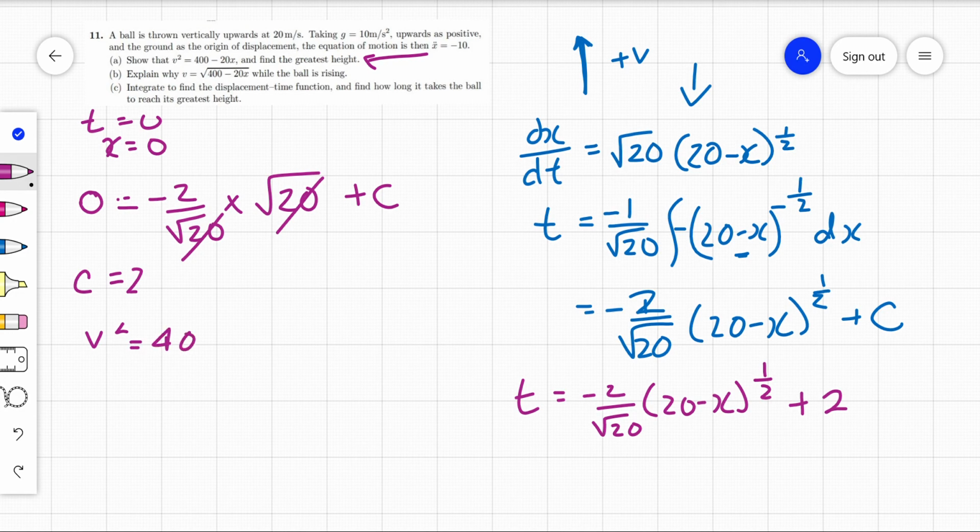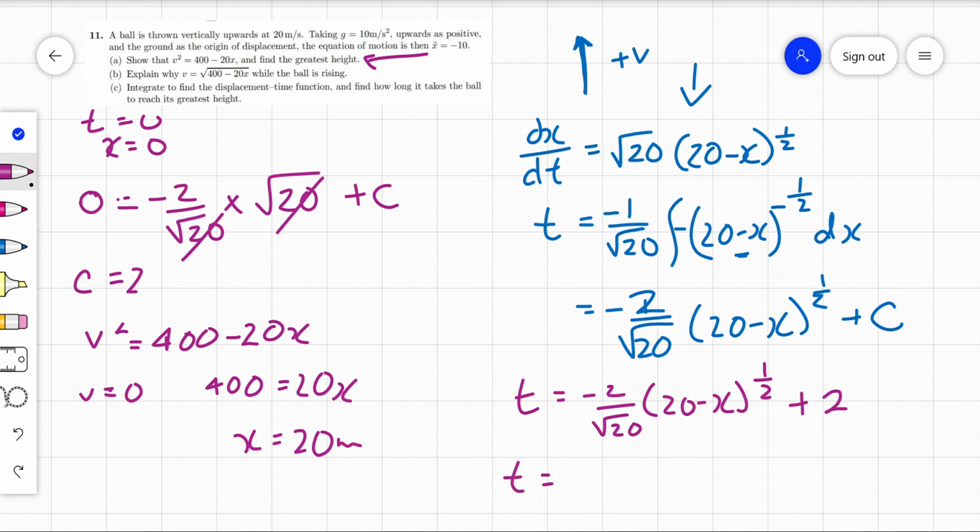Our equation v squared is 400 minus 20x. We know the greatest height occurs when v equals 0. So if I make it equal 0, then 400 is equal to 20x. So x has to be 20 times 20, so 20 meters. So the greatest height is 20 meters. That was part of part A that I missed. So now I can put it back in for time. So when x equals 20, obviously this bit cancels, so I just get 2. So it takes 2 seconds to reach its greatest height, and then obviously it will fall down.